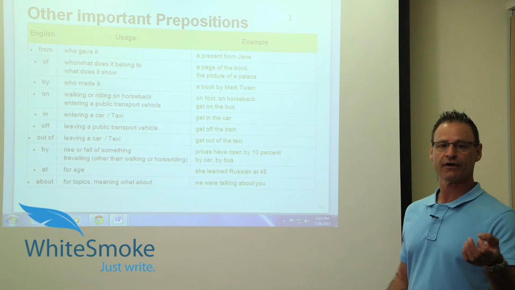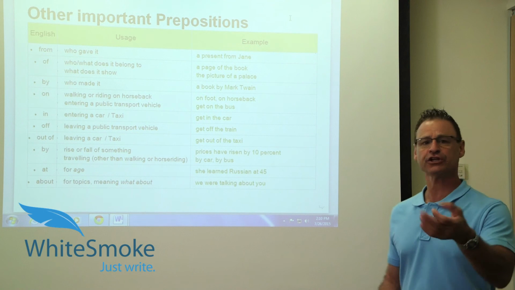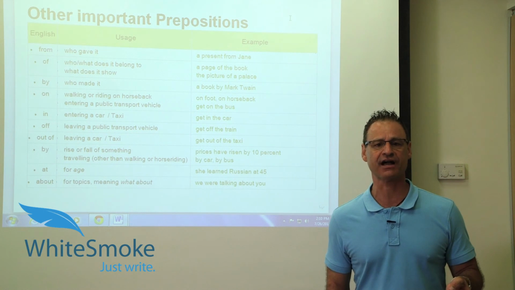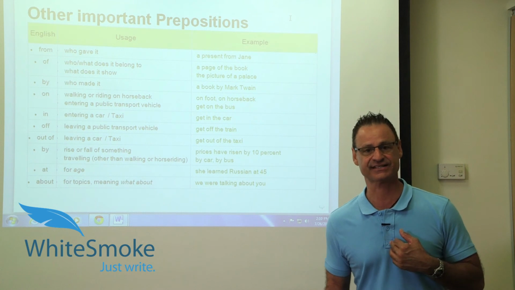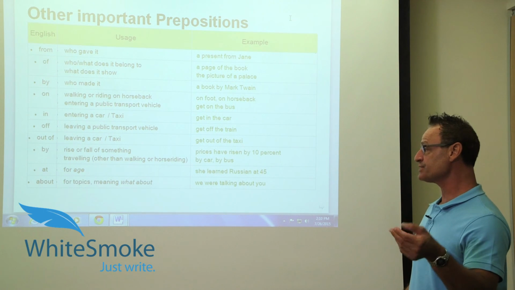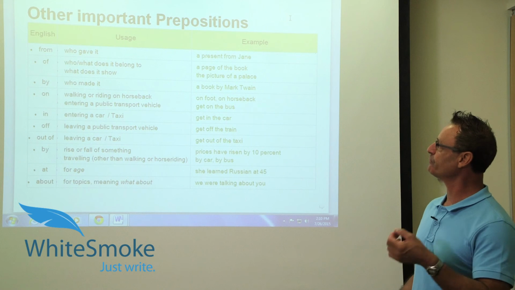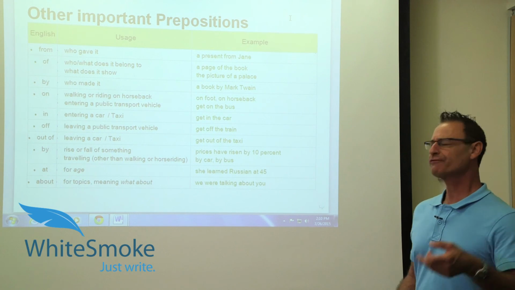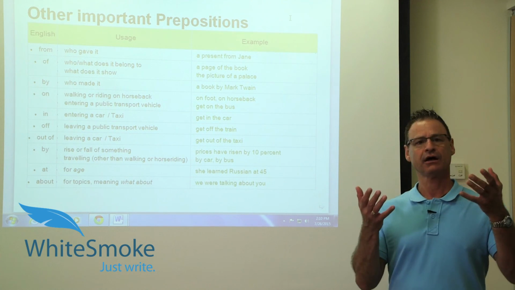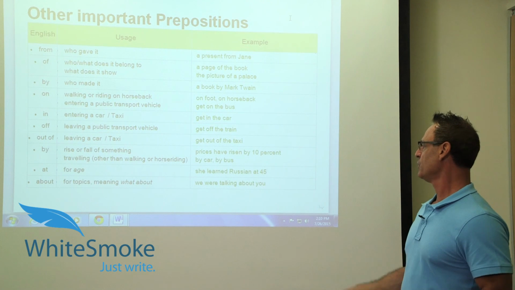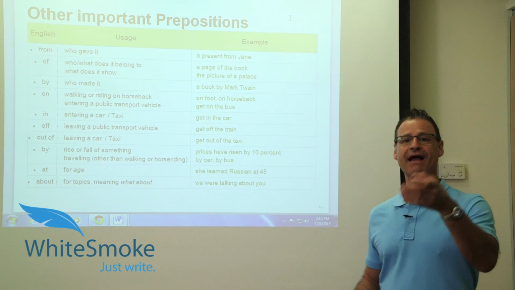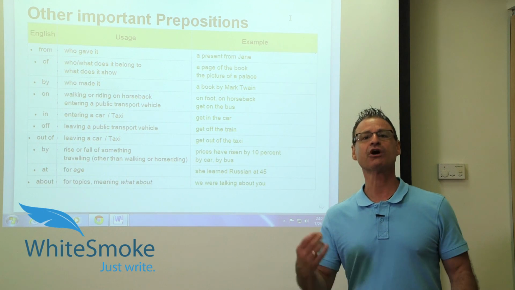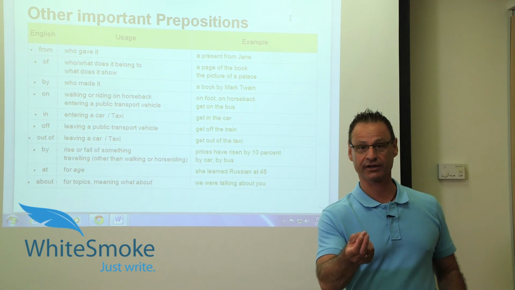Or age, for age. Okay, she learned Russian at age 45. I learned English at age 6. And of course, about, our last one for the important prepositions. For topics, meaning about, okay, what about? We're talking about you, okay? We're talking about this subject. We're talking about work.